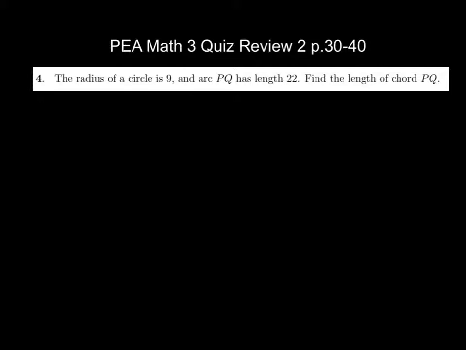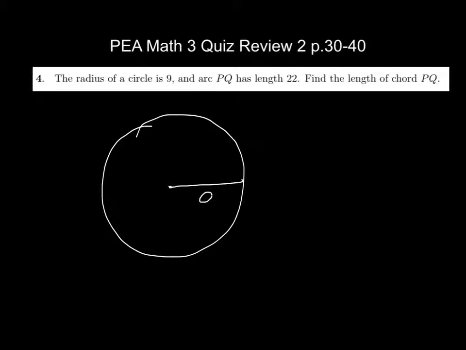We have, and this was from page 39, I believe. So we have the radius of a circle is 9. The arc has length 22. I'm not sure how that looks on here, but I'll just go to my circle. Okay, and it says find the length of the chord PQ. So this is PQ, or the length of that chord.